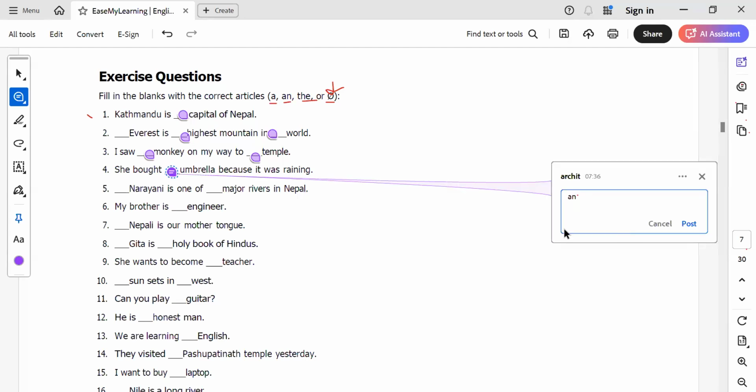Okay. Now this is another slightly tough question. So I want all of you to think about this. Two dashes again, so use a comma. Dash Narayani is one of dash major rivers in Nepal. So now please answer this.